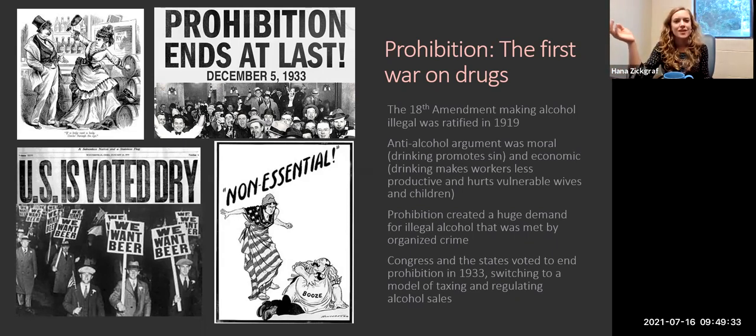And based on arguments that it's unconstitutional to police what people do in their private time, Congress and the states voted to end prohibition in 1933. And this was when alcohol became regulated and taxed and sold the way that we sell it now, not accessible to minors. The age of being considered a minor for alcohol has changed over the years, and it is taxed more heavily than other consumer goods.